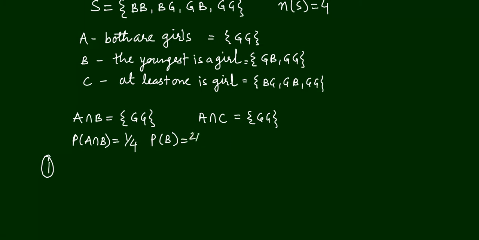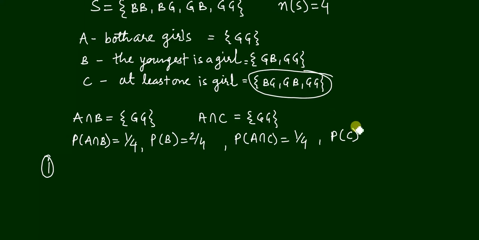2 by 4. In the same way, probability of A intersection C. A intersection C contains what? It is also one element. So this will be 1 upon 4. And probability of C. C contains what? 3 elements. So it will be 3 by 4. So in the first we have to find out probability of A when B is already happened.